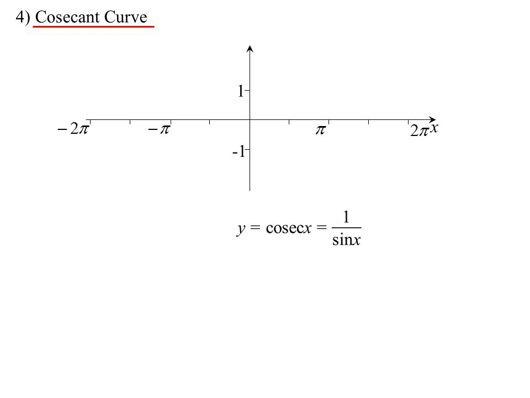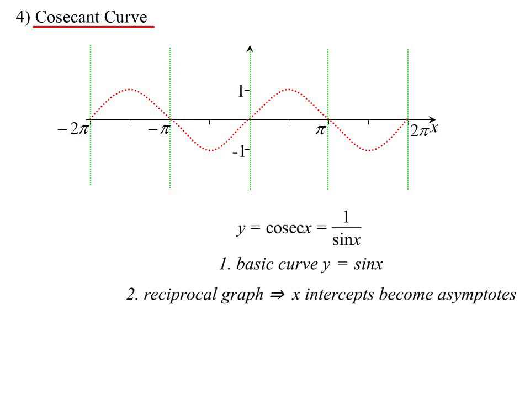So I'll just draw in a construction dotted there. It's not actually part of the final curve, it's just what I'm going to use. Basic curve sine on x, the reciprocal graph. So what did we do for reciprocals? We said, look, all of these x-intercepts will become asymptotes. I know that. I also know that 1, well, when I turn 1 upside down, I get 1.